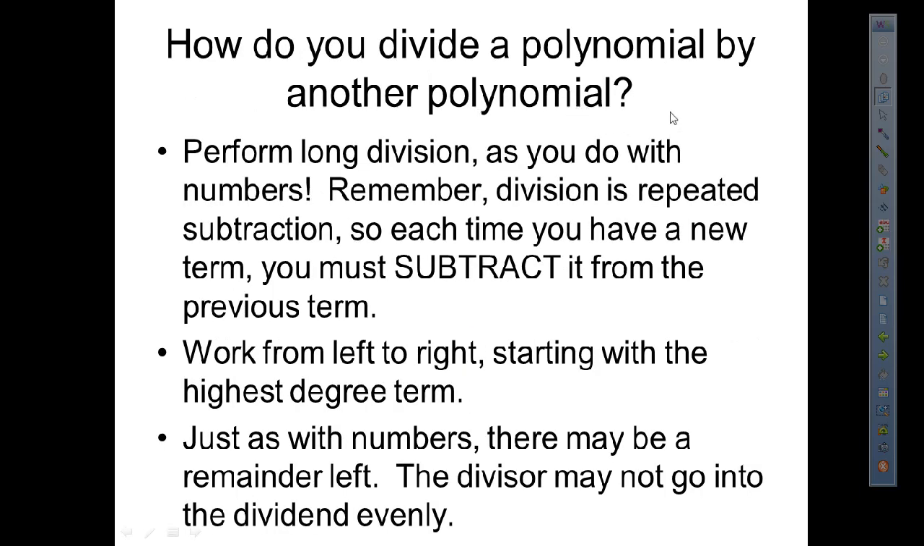Alright, how do you divide a polynomial by another polynomial? Well, you can perform long division as you do with numbers. Remember, division is just repeated subtraction, so each time you have a new term, you must subtract it from the previous term. Work from left to right, starting with the highest degree term. You want to make sure that both of your polynomials are written in descending order, from left to right, largest degree on the left, and just with numbers there may be a remainder left. The divisor may not go into the dividend, the thing underneath the house, evenly.